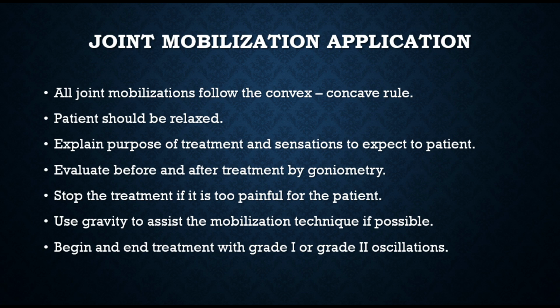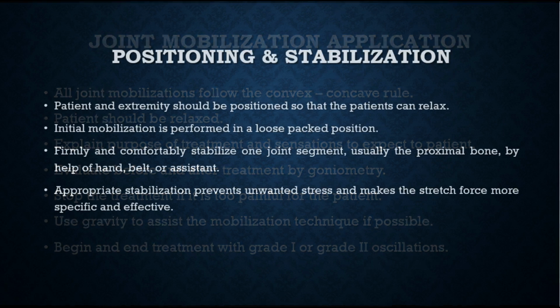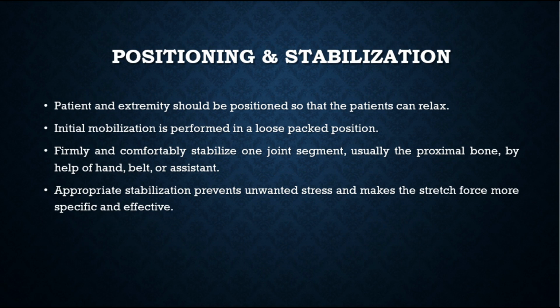Begin and end treatment with grade 1 or grade 2 oscillations. The patient and extremity should be positioned so that the patient can relax. Initial mobilization is performed in a loose packed position. Firmly and comfortably stabilize one joint segment, usually the proximal bone, with the help of a hand, belt, or assistant. Appropriate stabilization prevents unwanted stress and makes the stretch force more specific and effective.